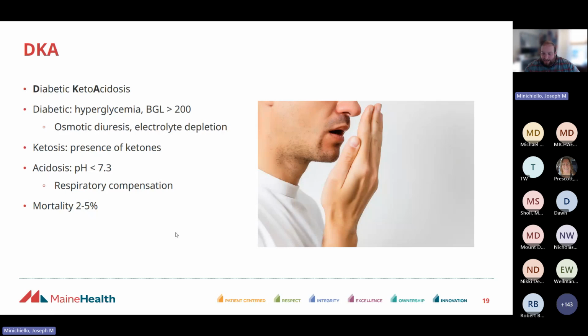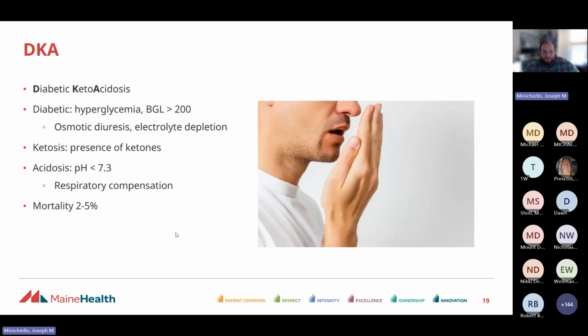All right, let's get to DKA. So DKA, breaking down the letters: diabetic, keto, acidosis. The diabetic piece goes back to the blood sugar itself, so you're looking for hyperglycemia. The technical definition for DKA is you have to have a sugar above 200. Things that happen when your blood sugar is that high is you get this osmotic diuresis, meaning there's so much sugar in your blood that there then becomes so much sugar in your urine, and sugar takes water with it. And so there's a lot of peeing that happens.